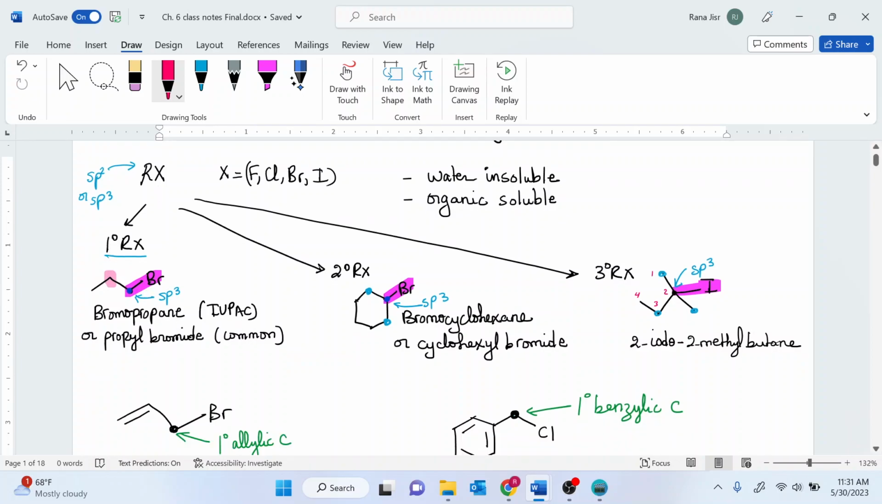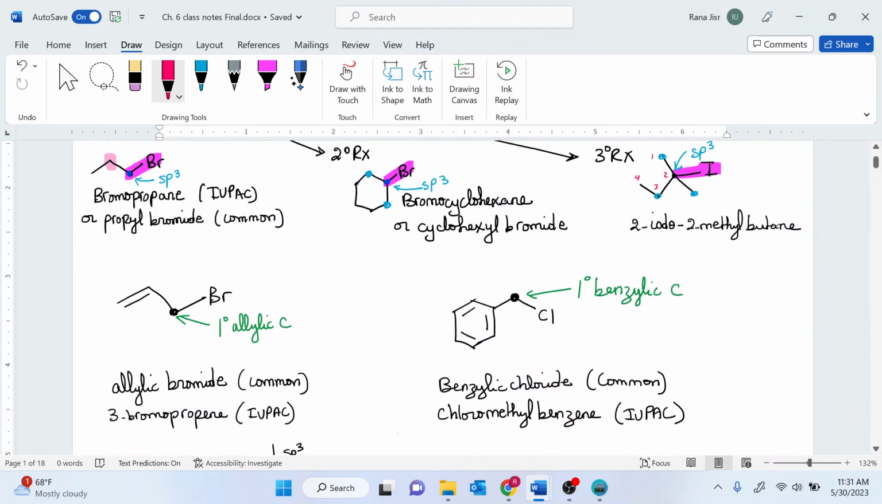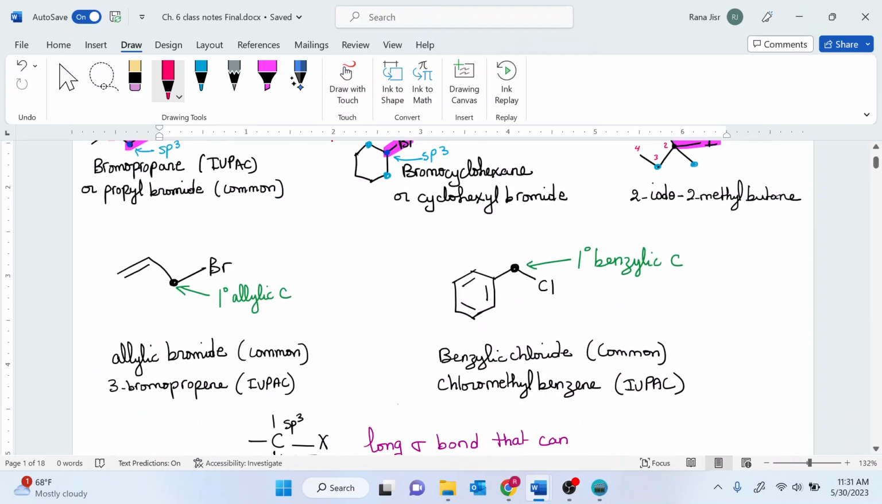In addition to primary, secondary, and tertiary, alkyl halides can also be classified as allylic and benzylic. An allylic carbon is a carbon that is located on carbon number 3 of the double bond. So this is called an allylic carbon. Allylic carbons are known to be sp3 hybridized and not sp2 hybridized. So for these types of alkyl halides, the nucleophilic substitution reaction applies.